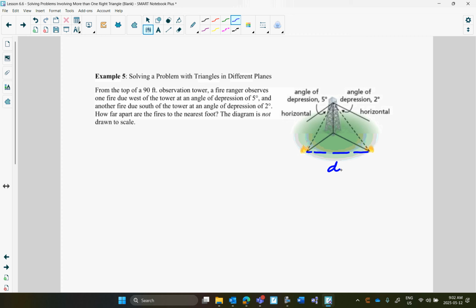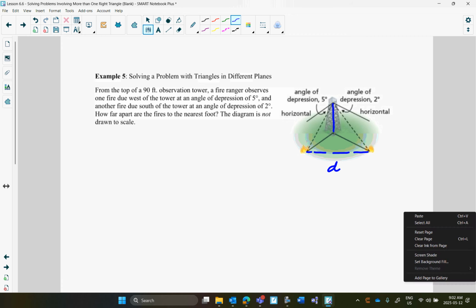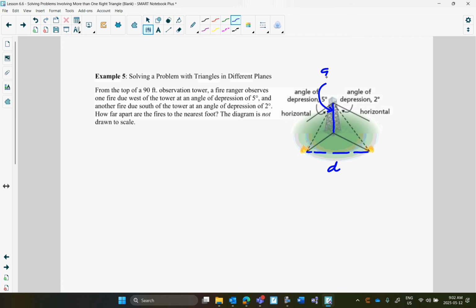And we do know that this is 90 feet. Somehow I'm going to have to use the 5 degrees and the 2 degrees. Because what I need to find is the distance from the tower to this fire, the one that's to the south, and then the distance from here, the one that's to the west. So I gotta find this.